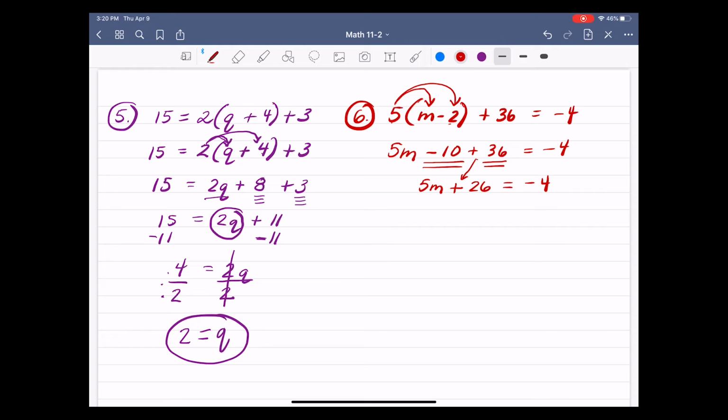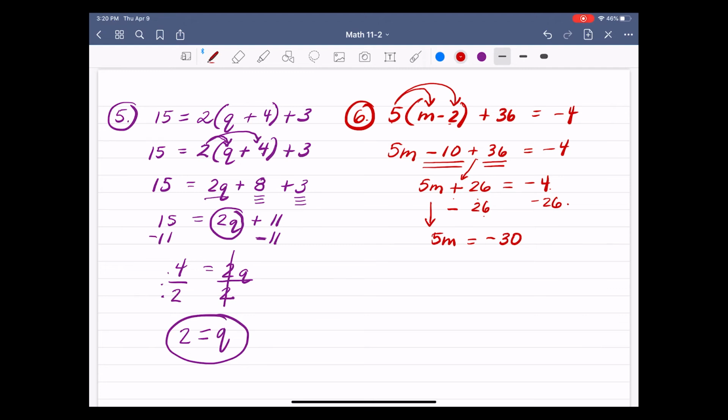I want to start getting m by itself. The first thing we got rid of is this plus 26. Minus 26 is the inverse operation. If we subtract 26 from the left, we have to subtract 26 from the right. And then we're left with 5m equals negative 4 plus negative 26, which is negative 30.